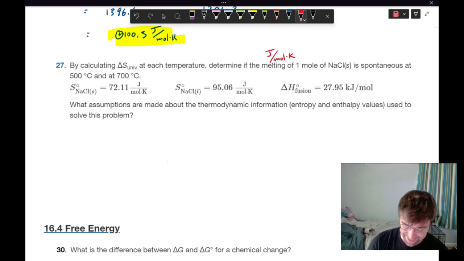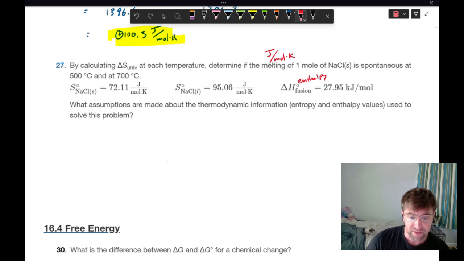Our temperatures are in Celsius, and we have a delta H value, enthalpy, in kilojoules per mole. So just be very, very careful with your unit conversions. And if you need to, make a table first that converts all of these values for you, or convert these values first, so that as you plug them in, you don't make any conversion errors.